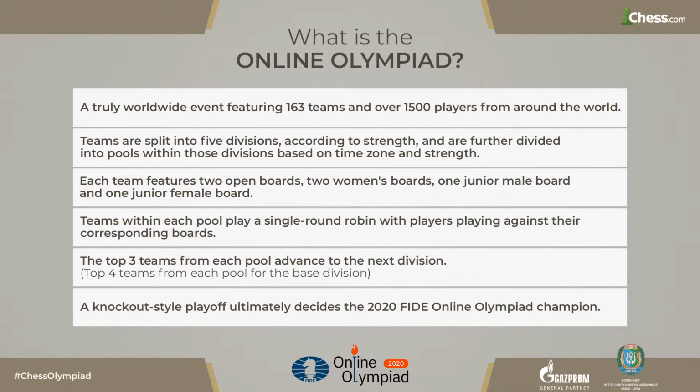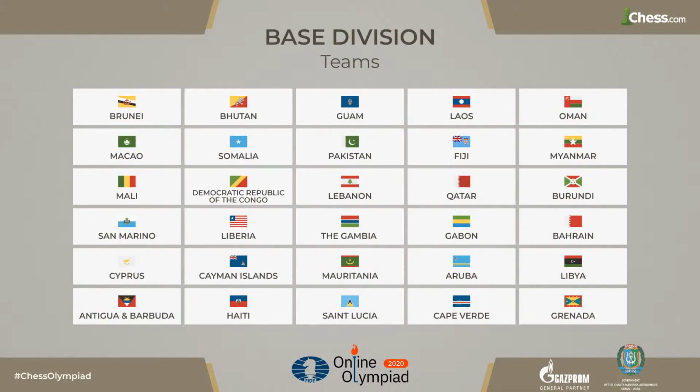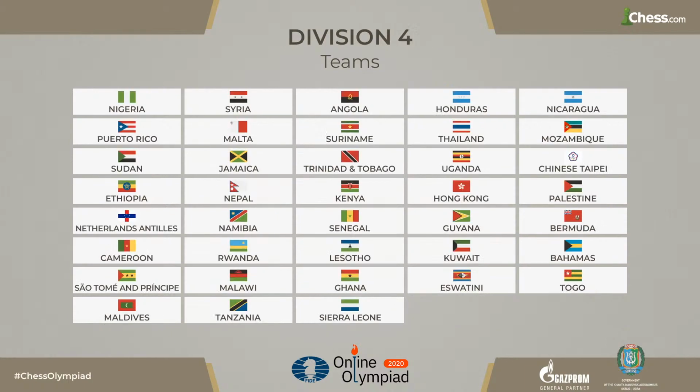What you don't see there is that also the results of the previous Olympiad are taken into account for the division system here. So, for example, we had Lebanon in the base division first, and then they promoted to Division 4, as you can see them here in Pool C. But as you can see, they also have a very, very strong team and are going to qualify for Division 3 as it looks right now.